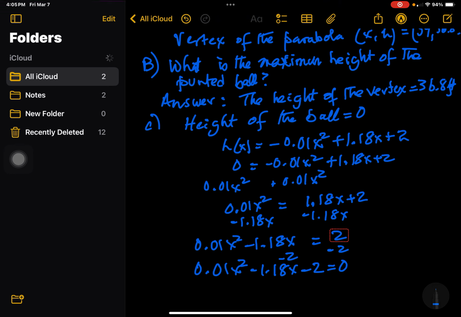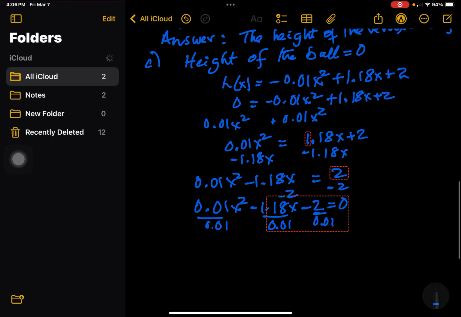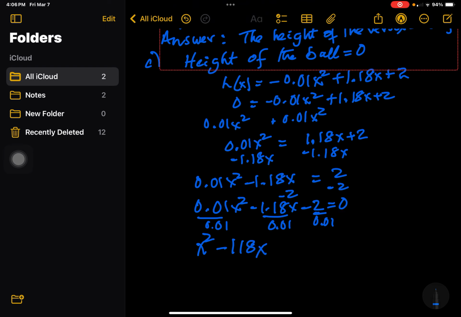One thing we can do, we'll divide everything by 0.01, so the coefficient of x square becomes 1. That way it will become x square minus 118x minus 200 equal to 0. So this is the quadratic equation we have to solve.